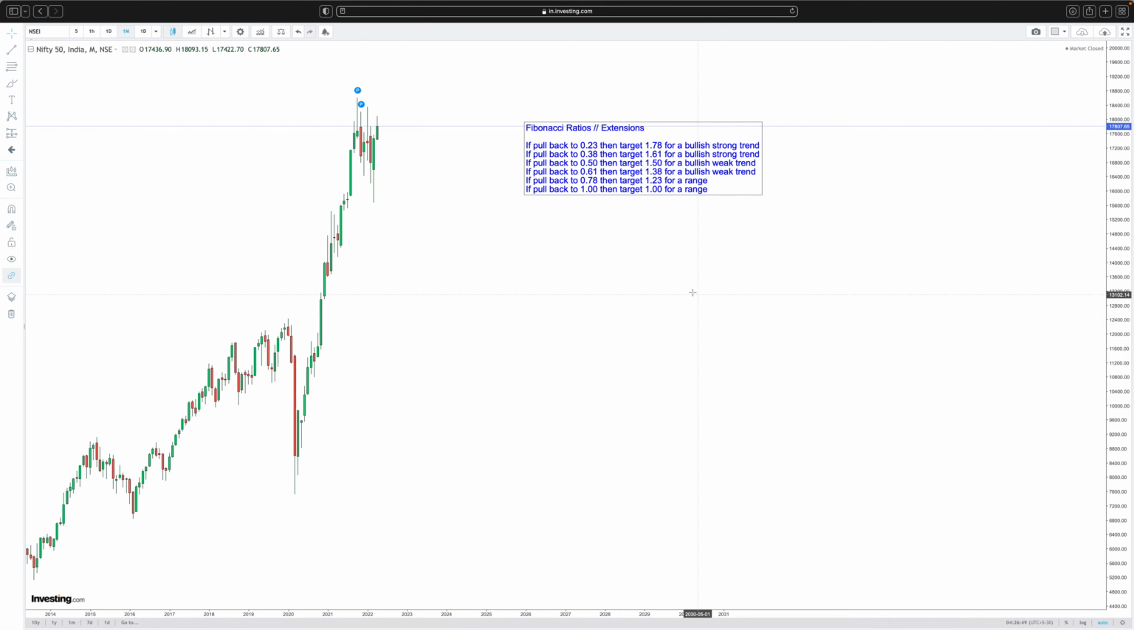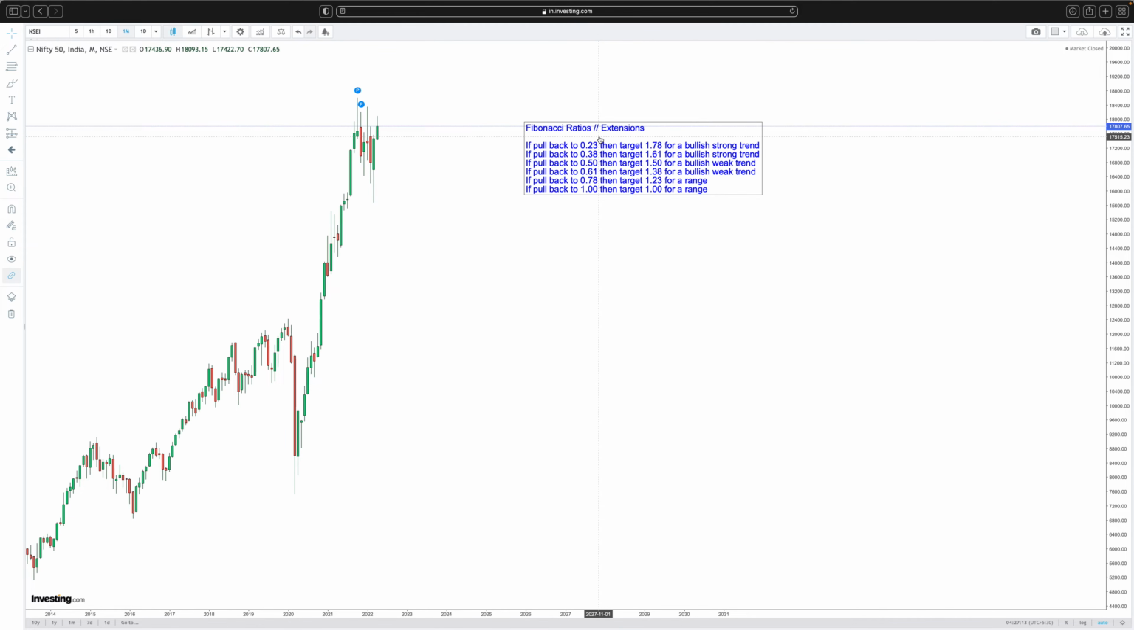In today's video, I would like to give an overview on Fibonacci ratios and extensions, which are perhaps one of the most common and popular technical indicators, yet they are grossly misunderstood. One of the biggest misconceptions regarding Fibonacci ratios and extensions is that they are predictive in nature. Nothing could be further from the truth.